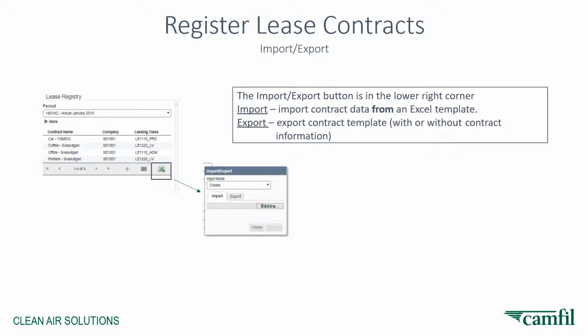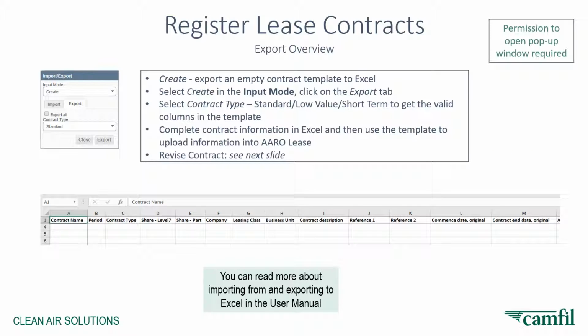If you look to the lower right of the contract table, you will notice the Microsoft Excel icon. This button allows you to import contract data from an Excel template and export contract templates with or without contract details to an Excel file. Please note, depending on your browser and permissions, you may receive a request to admit pop-ups. We suggest that you manually register contracts, so let's walk through how to export a contract template to Excel.